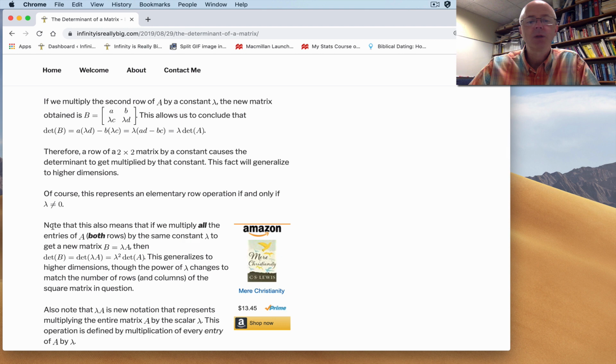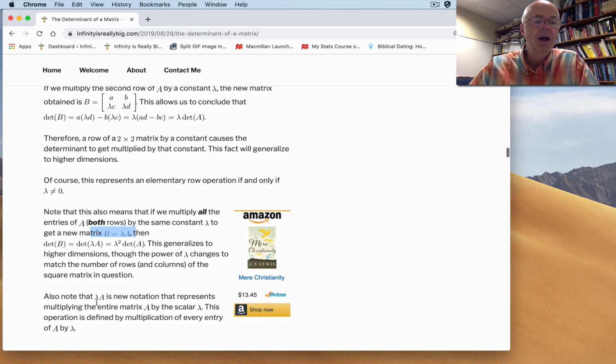Note that this also means that if you multiply all the rows by lambda, the determinant of the new matrix is going to be lambda squared times the determinant of the original. This new matrix is often denoted by lambda times A, where this is really new notation. Lambda times A really means multiply the scalar lambda times the entire matrix A, which means multiply every entry of the matrix by lambda. This is standard notation. This generalizes to higher dimensions as well, though the power of lambda is not always 2. It's got to be the same as the dimension of the matrix, the number of rows and the number of columns. So for a 3 by 3 matrix, it would be lambda cubed. If it was a 4 by 4 matrix, it would be lambda to the 4th power, etc.